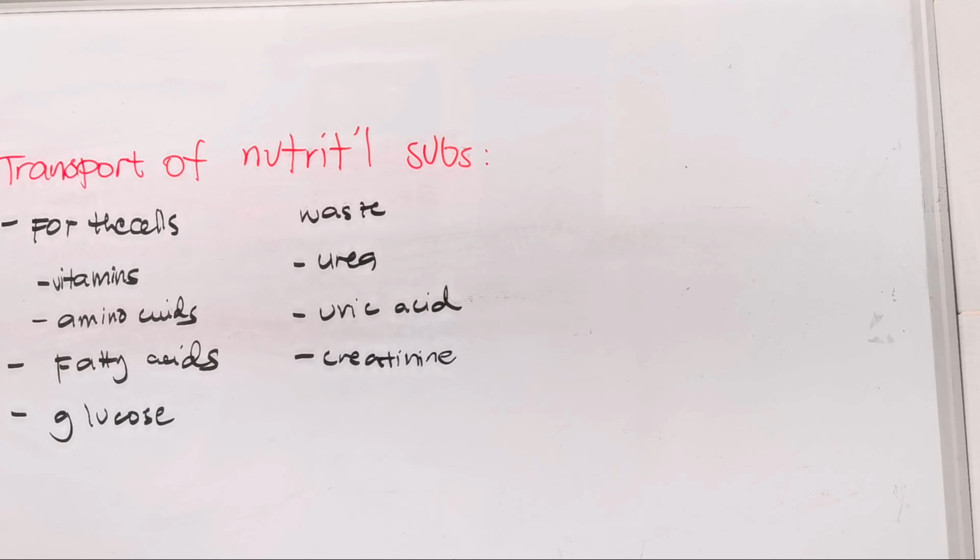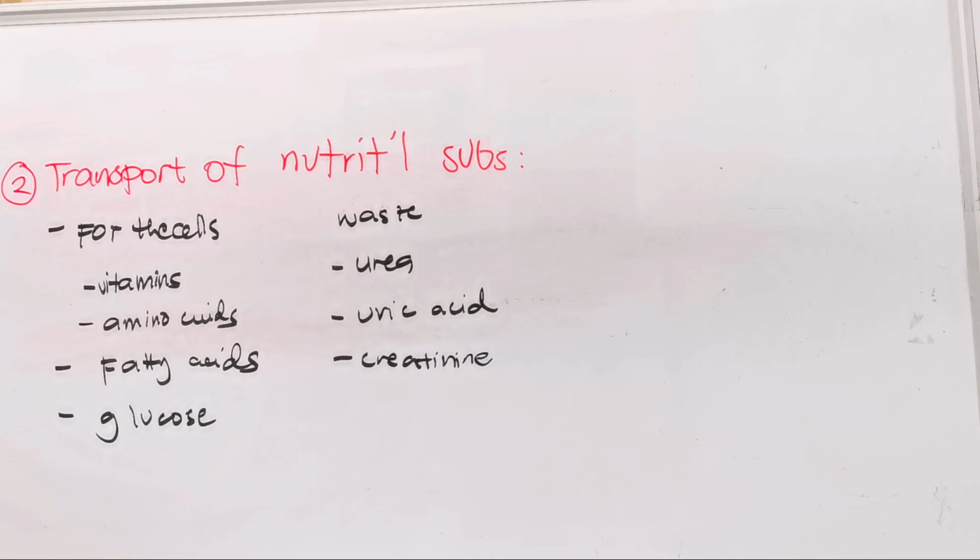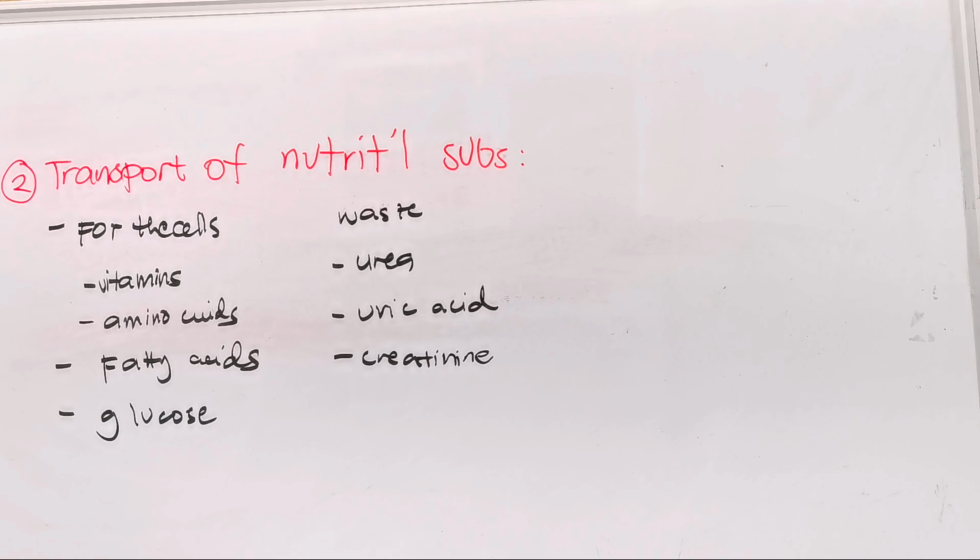For the transport of nutritional substances, we have vitamins, amino acids, fatty acids, and glucose. Ito yung mga dinadala ni blood para sa nutrients na kailangan ng ating mga cells. And nagdadala din siya ng mga waste like urea, uric acid, and creatinine. So, this waste, ano siya? Kung mapapansin nyo, siya ay final products of metabolism sa kidney natin. So, yung mga waste na dinadala ni blood like urea, uric acid, and creatinine, yun ay na-excrete natin sa ating kidney, as you will see in our urine.